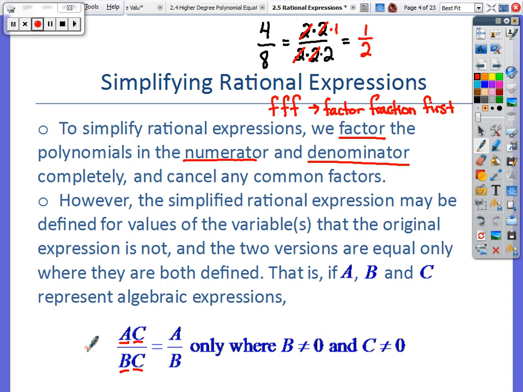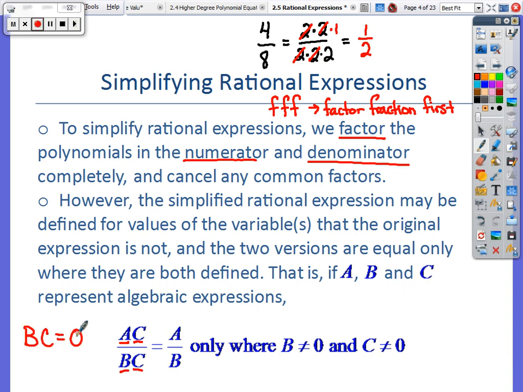So you can see where there's a common factor on top and bottom of C. But before we simplify, once we factor, we need to identify where this fraction is undefined. In other words, where the denominator would equal 0. So before we simplify, set the BC equal to 0.